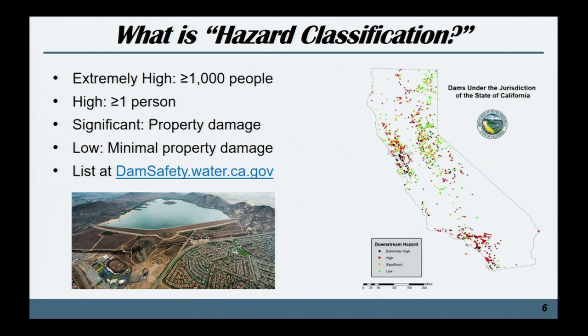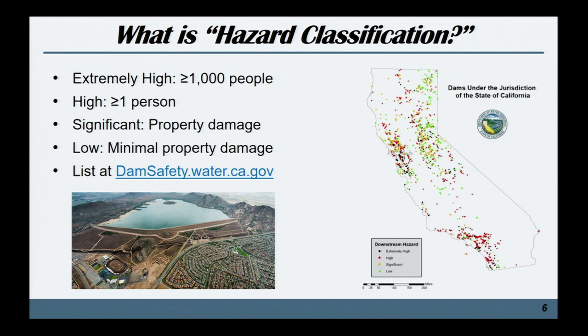An extremely high hazard dam is one where, if the dam fails, it would have an inundation area of over 1,000 people. A high hazard dam, if it fails, would cause the loss of life of at least one person. A significant hazard dam, if it fails, is not expected to cause loss of life, but could cause significant property damage and environmental damage. Low-hazard dams are not expected to cause much property or environmental damage, and are not required by SB 92 to have inundation maps or EAPs.